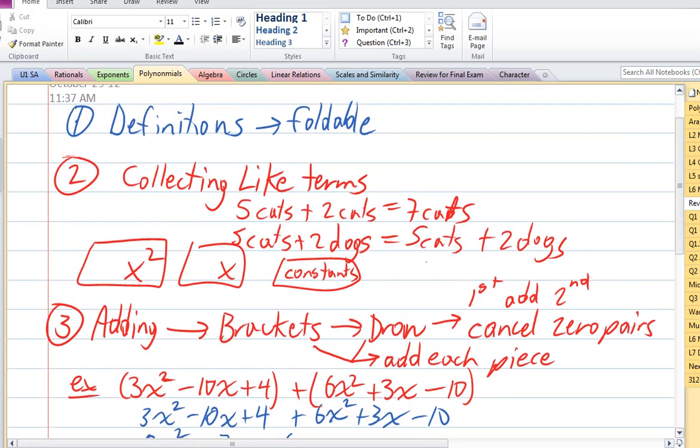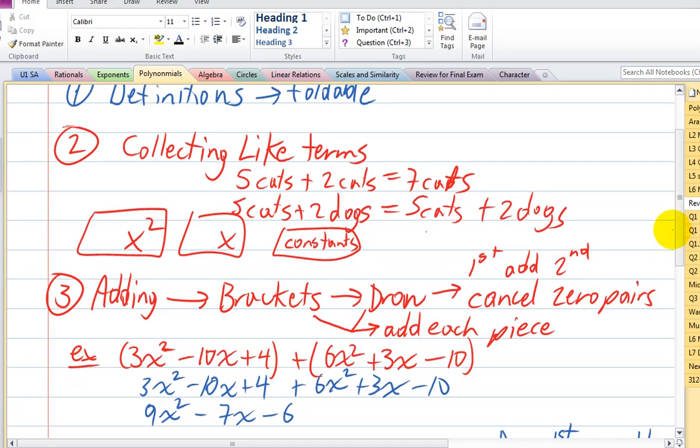Okay, so go ahead, add those together. Just tell me. Okay, so collect like terms, 9x squared minus 7x minus 6. Just putting them together, tell me how many there are. So remember, there's some 0 pairs, so you canceled out here.